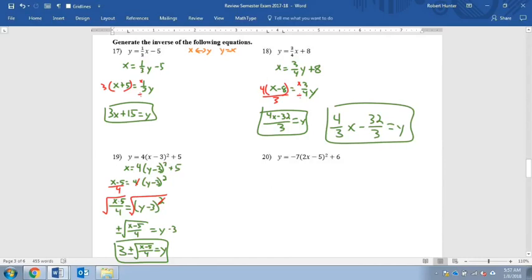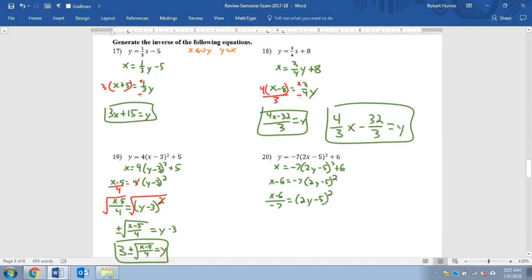So again, here we go. x equals negative 7 times (2y minus 5) squared plus 6. The only difference is this has a 2 in front of it, so that's x minus 6 equals negative 7 times (2y minus 5) squared. Divide by negative 7, so that's x minus 6 over negative 7 equals 2y minus 5 squared.